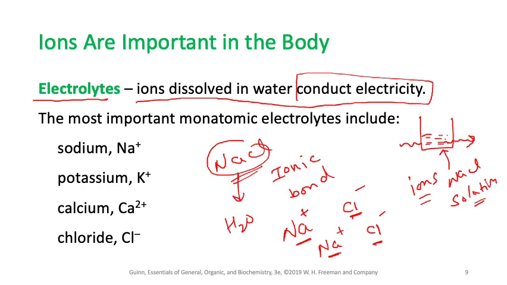Some of the most important monoatomic electrolytes include sodium from NaCl, potassium if we have KCl, another salt. If you dissolve this KCl in water, you will get K plus and Cl negative, the charged ions. So they can still conduct electricity. Calcium, chloride. So if you have any kind of charged species present in water, they can conduct electricity, and the solution we call an electrolyte solution.